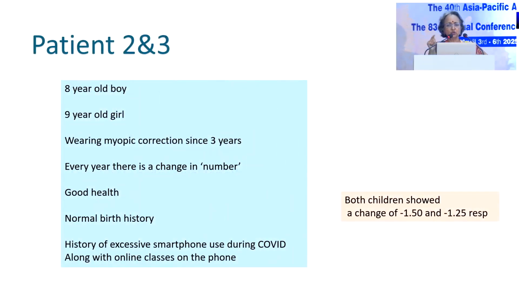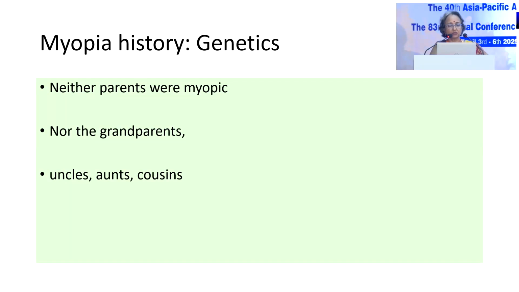Okay, patient 2 and 3 came together. 8-year-old boy, 9-year-old girl, wearing myopic corrections for 3 years. Every year there is a change in the number. Good health, normal birth history. History of excessive smartphone use during COVID because they started online classes on the phone. Both children showed change of -1.5, -1.25, subjective, objective. Myopia history. Neither parents myopic, not grandparents, not uncles, aunts, cousins.